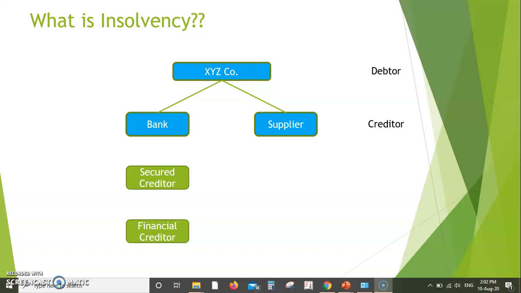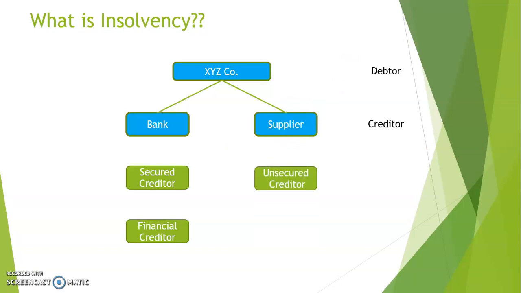The party just gives XYZ company goods or services with an intention of receiving payment at some point in future. So since there is no security for the credit given by the supplier, it will be termed as an unsecured creditor. And since the supplier provides XYZ company with goods and services which are required for the operations of XYZ company, the party will be called an operational creditor. So with this, I presume you have a really good understanding of the terms secured creditor, unsecured creditor, financial creditor and operational creditor.